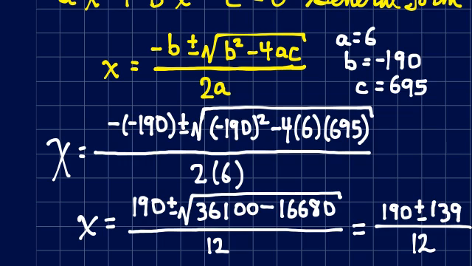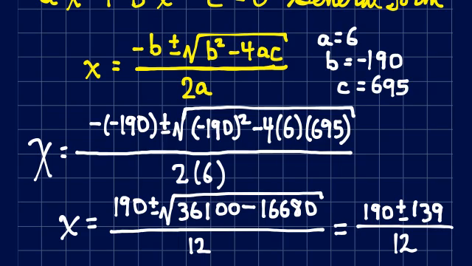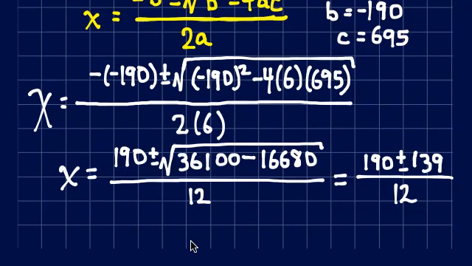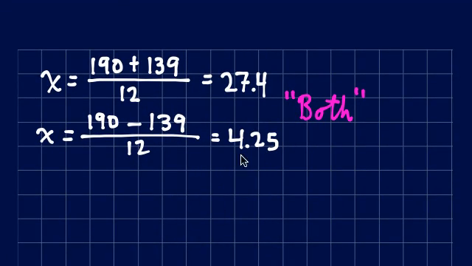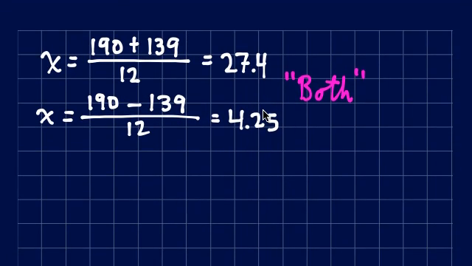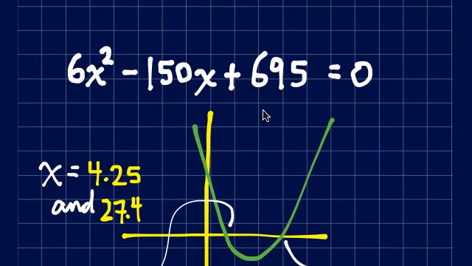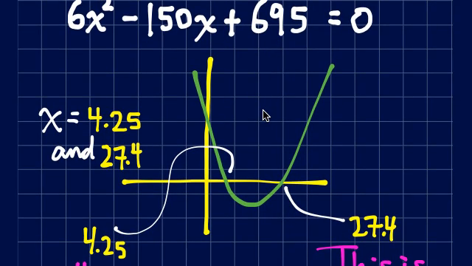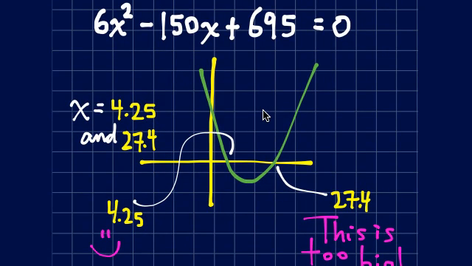The plus or minus is, of course, because there could be two different answers. 190 plus this term, 190 minus that term, both divided by 2a. Solving them separately, I see 27.4 and 4.25. So they're both answers, but if I look at the graph, I will remember what the solution to this quadratic looks like. It's a parabola, and we're asking what the roots are, when the parabola crosses the x-axis. 4.25, 27.4.